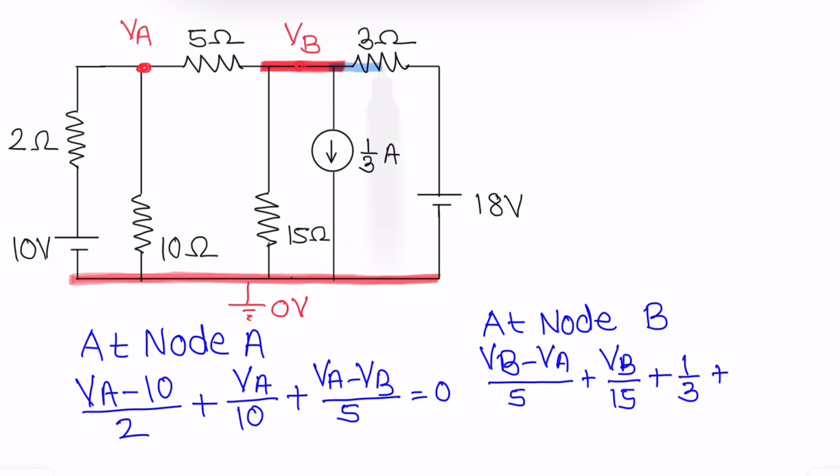Fourth current starting at this point, ending at this point, minus 18. So how will the equation be? VB minus 0 minus 18 divided by 3 ohms.